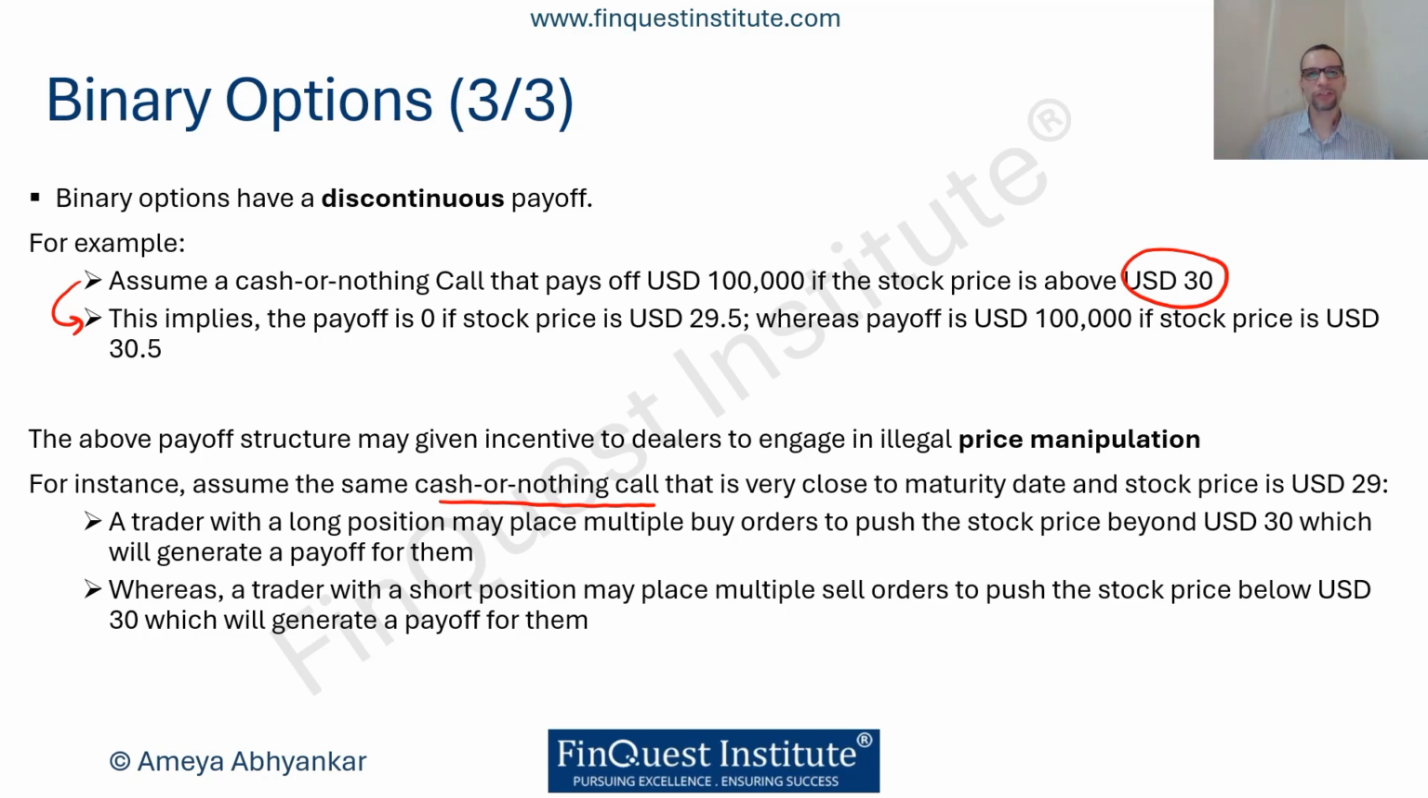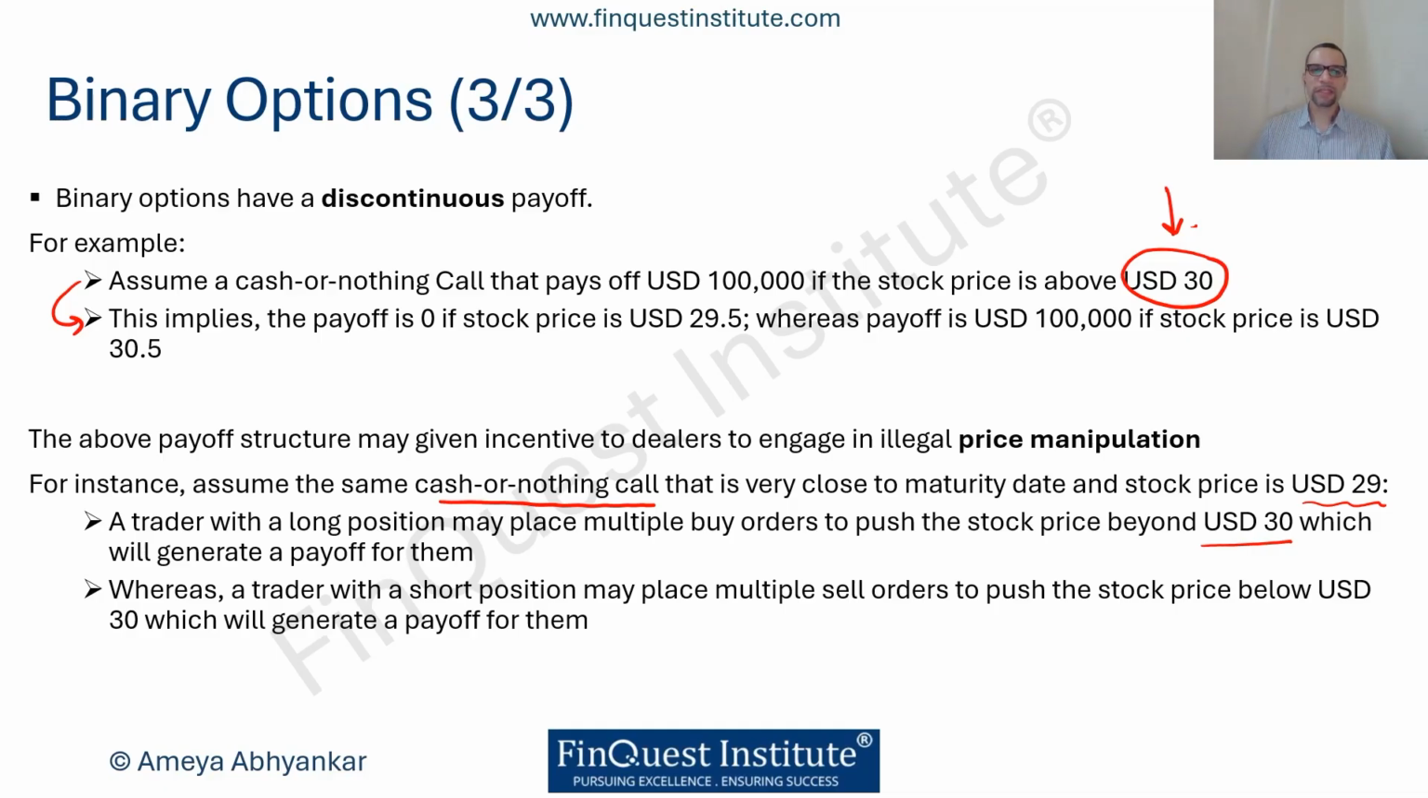Let's say we have a cash or nothing call which is very, very close to maturity date, and currently let's say the stock price is at 29. We'll take the same decision level of 30. Now, a trader who has a long position might place multiple buy orders on this particular stock so that it increases the demand for the stock, which can potentially push the stock price way beyond 30. Or even if it just breaches 30, it's enough, isn't it? That increasing demand for the stock is, by the way, an inflated demand, because a trader is simply booking more and more long positions. So the stock price might go beyond 30 and that will generate the payoff for the dealer.